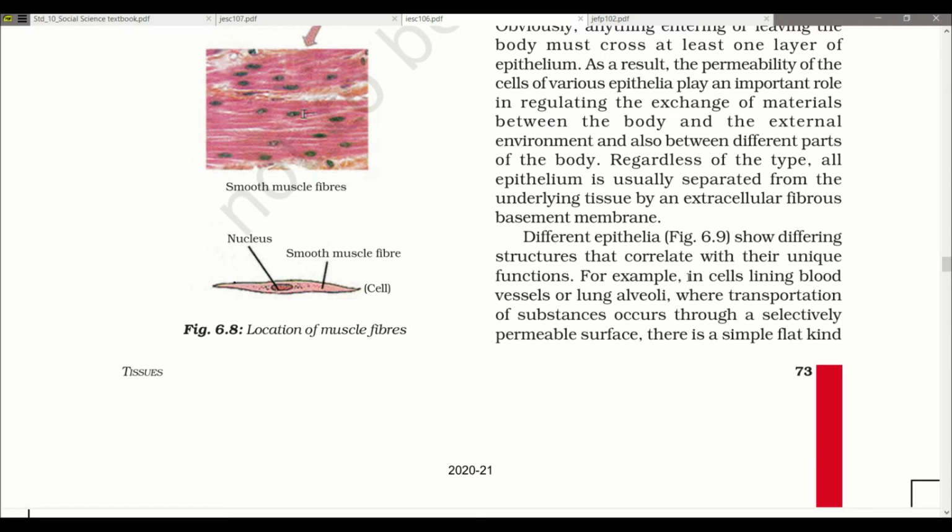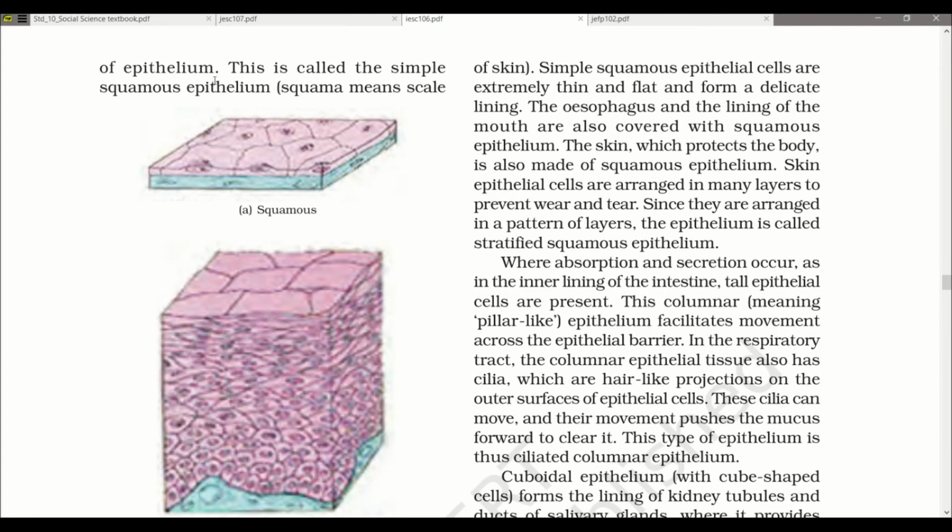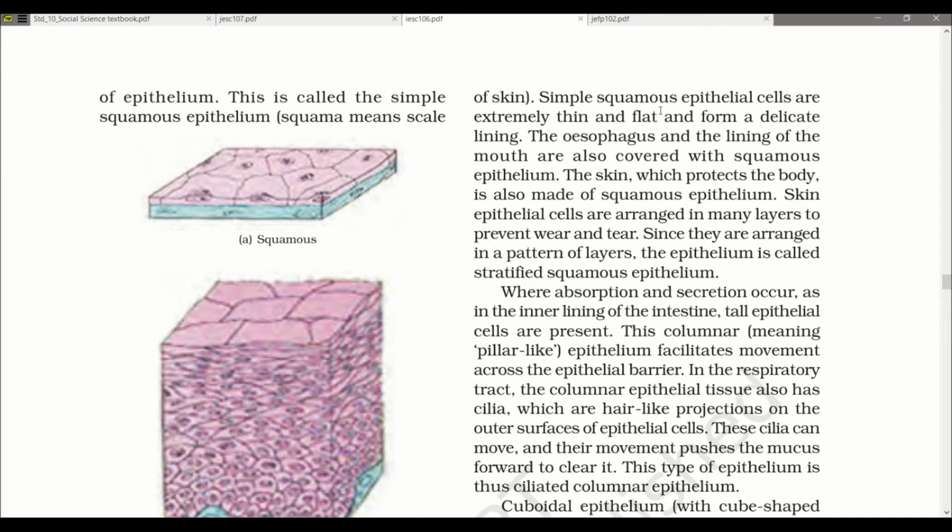For example, in the cell lining of blood vessels or lung alveoli, where transportation of substances occurs through a selectively permeable surface, there is a simple flat kind of epithelium. This is called simple squamous epithelium. Squama means scale of skin. Simple squamous epithelial cells are extremely thin and flat and form a delicate lining. The esophagus and the lining of the mouth are also covered with squamous epithelium. The skin which protects the body is also made up of squamous epithelium.